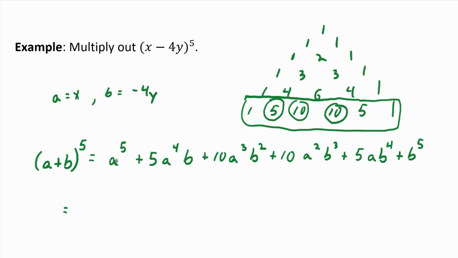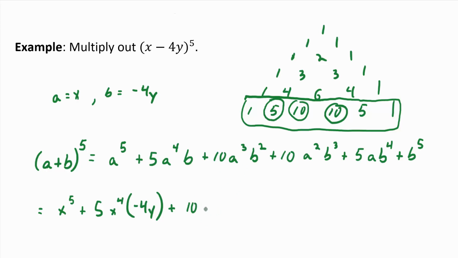So the a to the fifth is really just going to be x to the fifth. x is a. So let me make some room here. So x to the fifth plus 5. A is x, so that's easy, right? x to the fourth. And then b is negative 4y. That's easy enough. We'll calculate that in the next step. Plus, give me the next one.